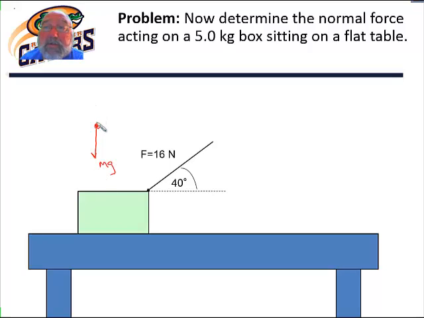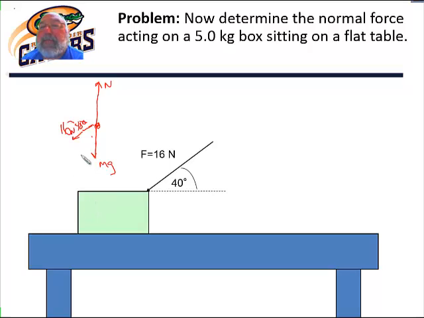We have the normal force, normal. And then there's this 16 newton force that is pushing down at an angle. So we always put the tails at the dot. And it's 16 newtons. And the angle that it makes with the horizontal is 40 degrees.